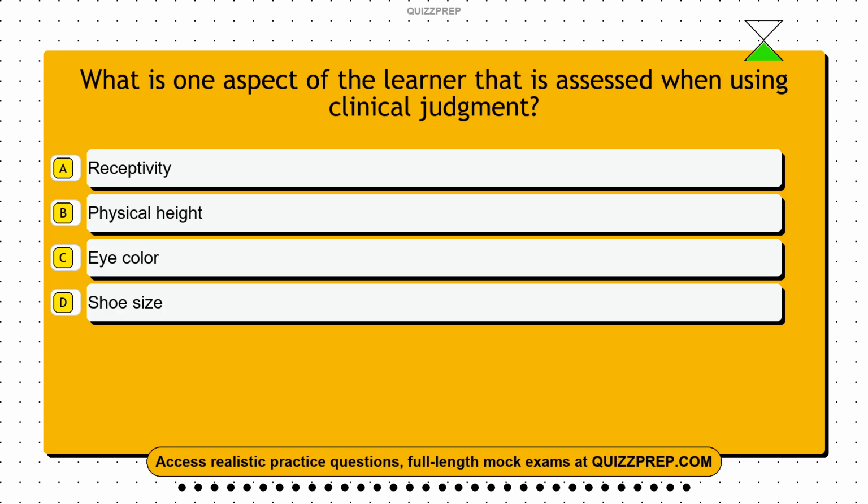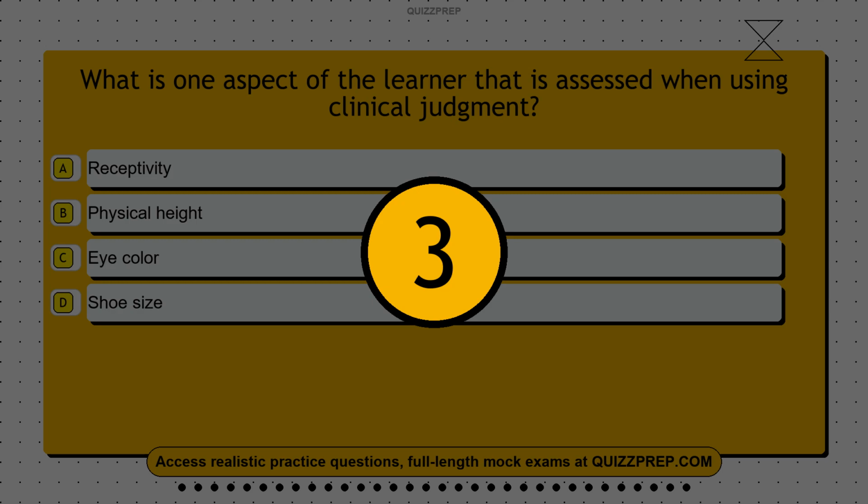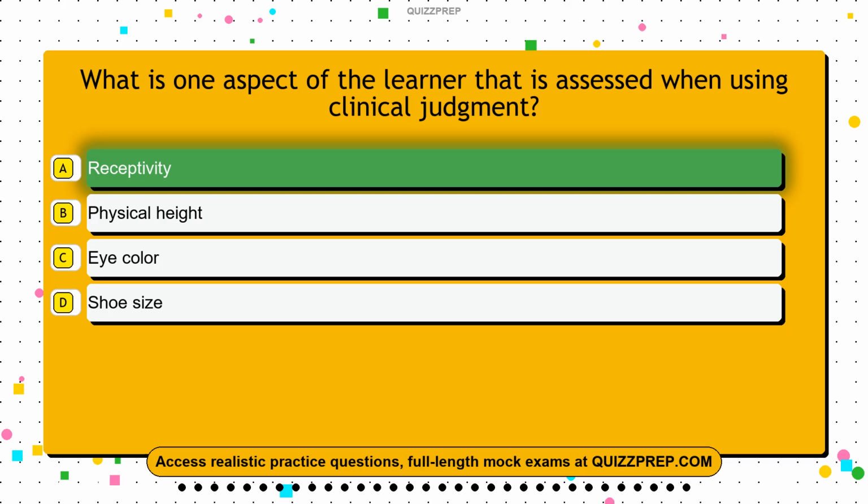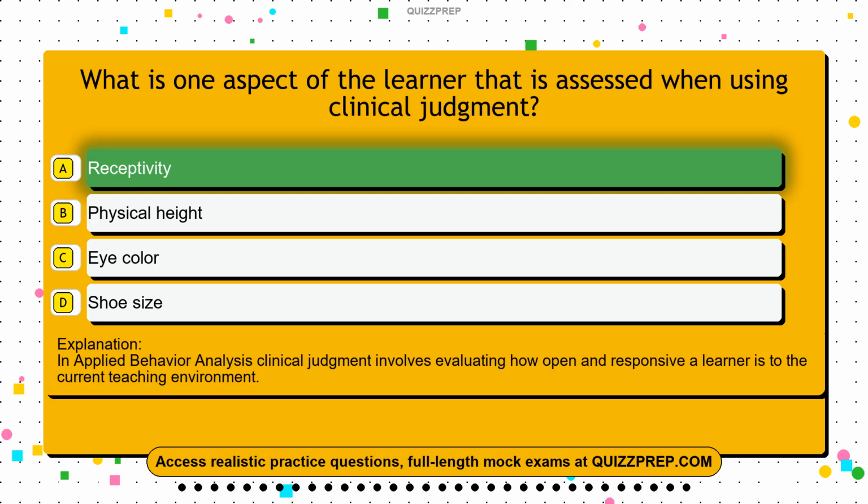Question 1. What is one aspect of the learner that is assessed when using clinical judgment? Option A, receptivity. Option B, physical height. Option C, eye color. Option D, shoe size. The correct answer is option A, receptivity. In applied behavior analysis, clinical judgment involves evaluating how open and responsive a learner is to the current teaching environment.